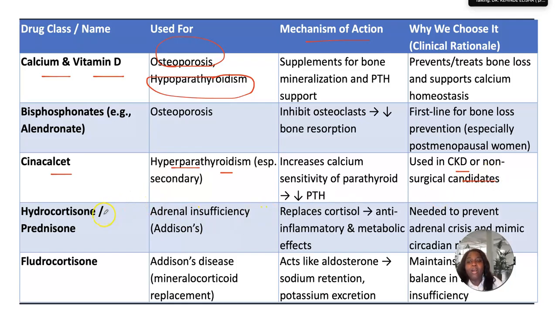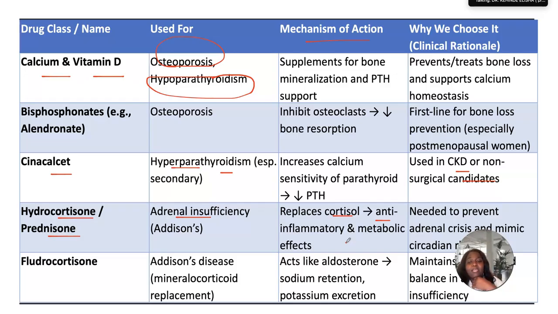What about hydrocortisone or prednisone? Whenever we have adrenal insufficiency, this treatment is very ideal. Adrenal insufficiency, aka Addison's disease. Now, for every pathology, make sure you also know the second name. It replaces cortisol, with anti-inflammatory and metabolic effect. Why are we choosing it though? Why do we choose hydrocortisone or prednisone? Because it's needed to prevent what? Adrenal crisis. We don't want to throw patients into that. That is not a good thing. It mimics circadian rhythm as well. That's why we choose it.